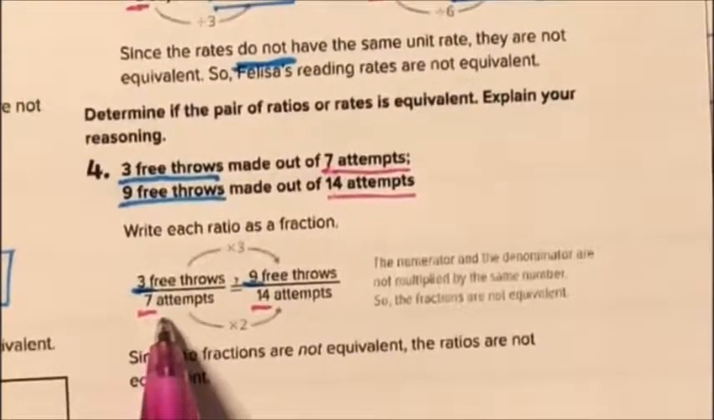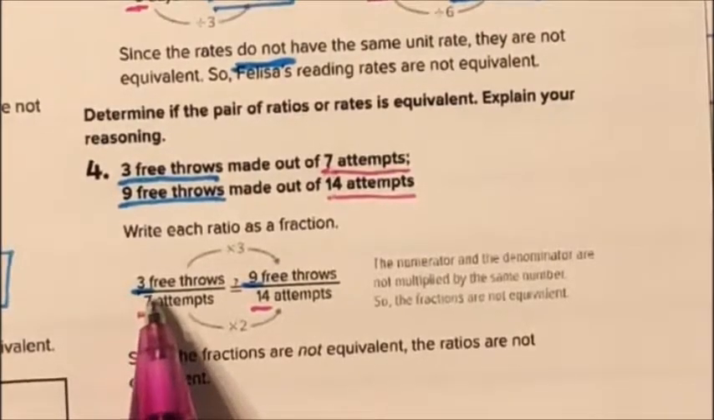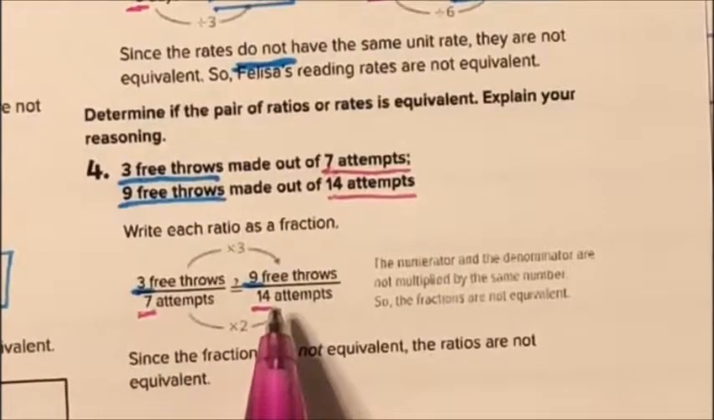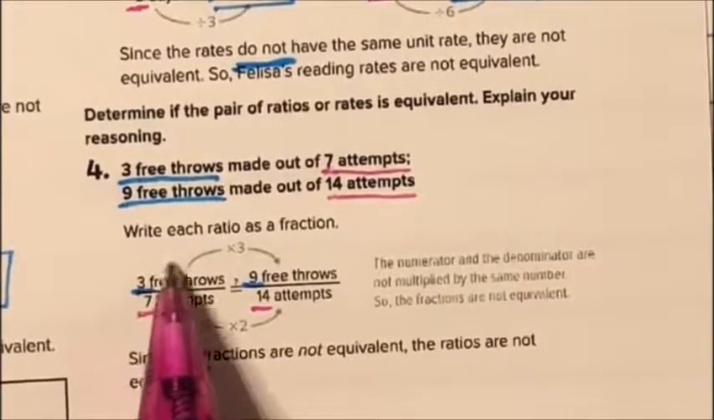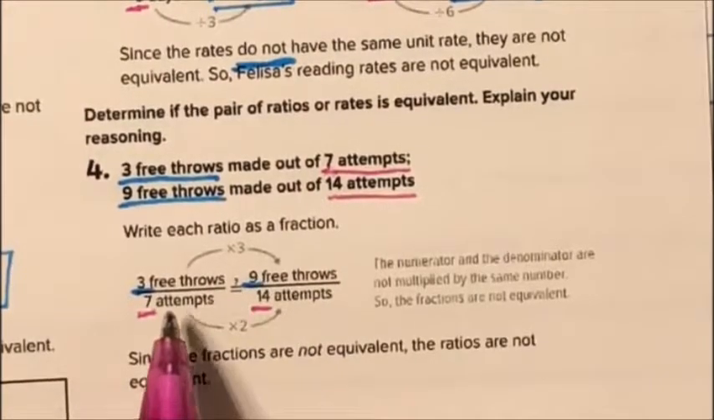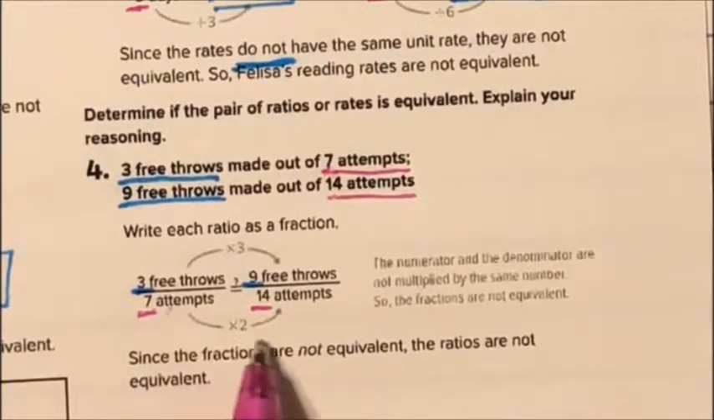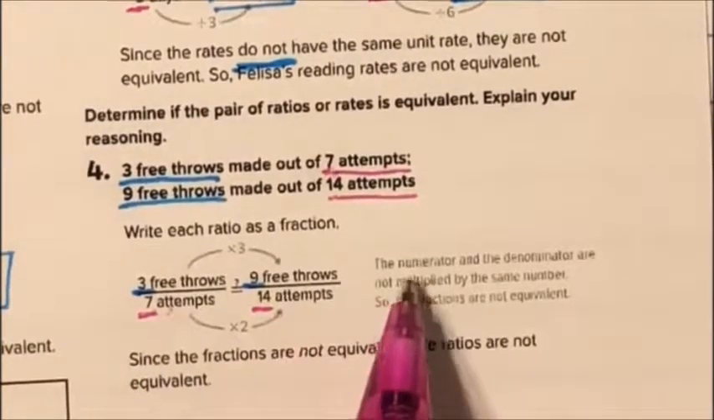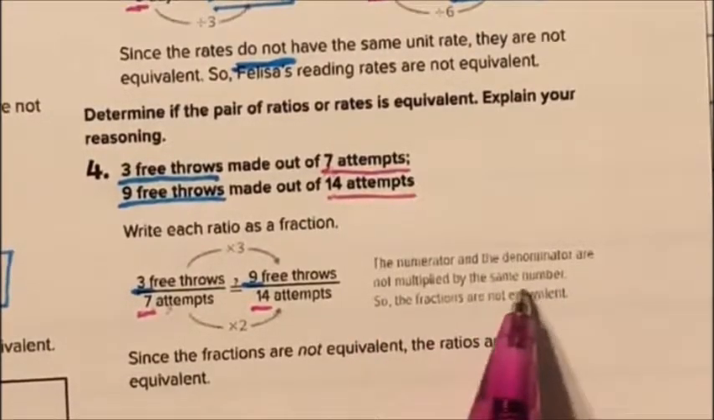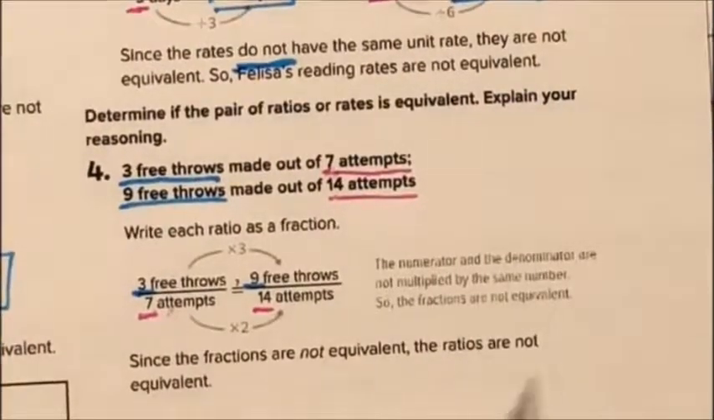I could divide 7 by 7, but 3 divided by 7 gives me decimals, and we don't want to deal with that. So I want to figure out if these two things are the same, okay? So 3 times what gives me 9? 3 times 3 gives me 9, okay? 7 times what gives me 14? 7 times 2 gives me 14, okay? The numerator and the denominator are not multiplied by the same number. So the fractions are not equivalent.